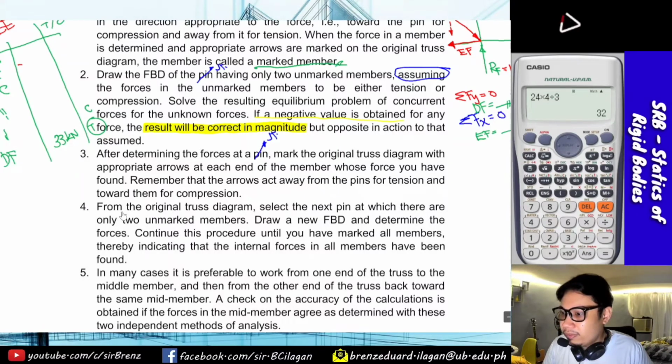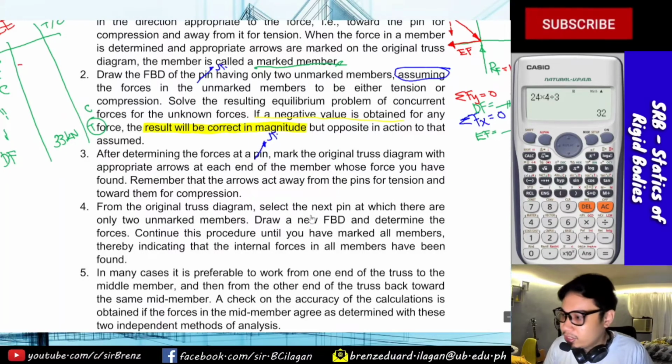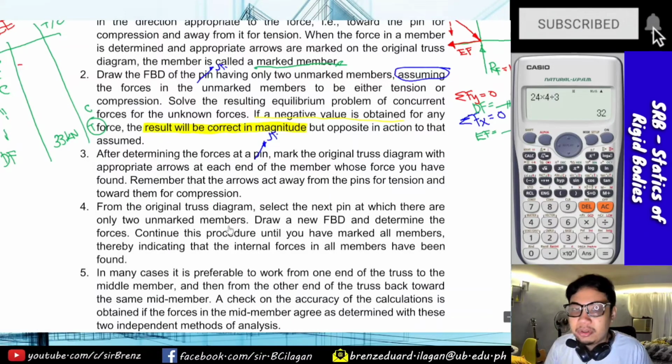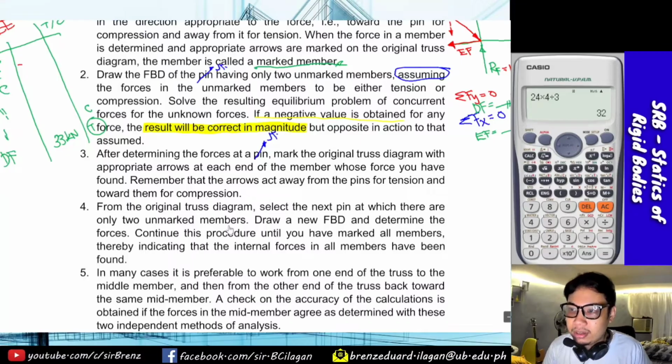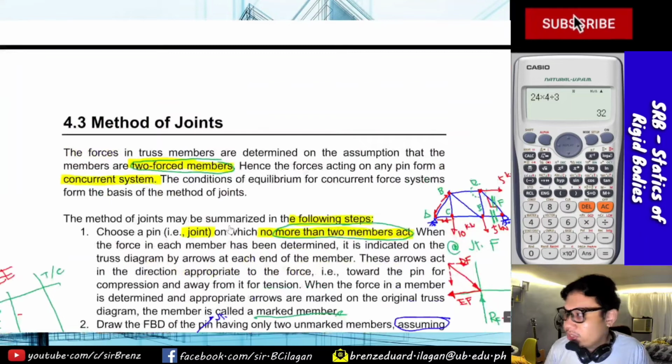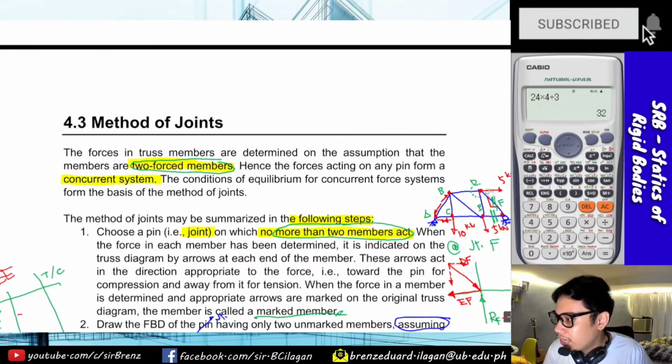So, for number 4, from the original truss diagram, select the next pin at which there are only 2 unmarked members. So, same rule applied. Bago ka mag-join yung unang joint, dapat, yung sunod mong i-consider na joint is nahanap na yung isang unknown doon sa susunod. So, ito yung katulad dito sa example na sinabi ko.